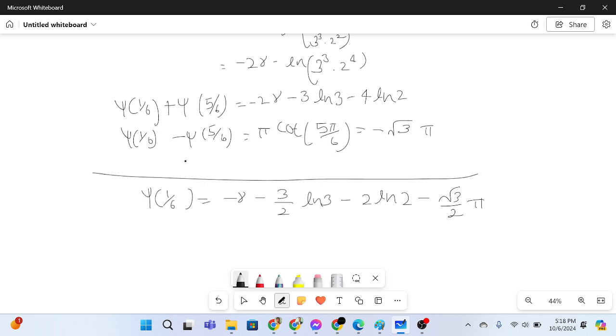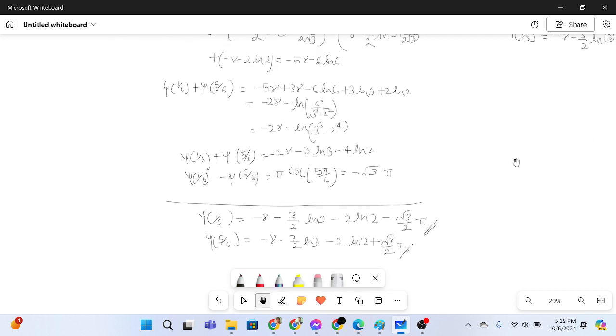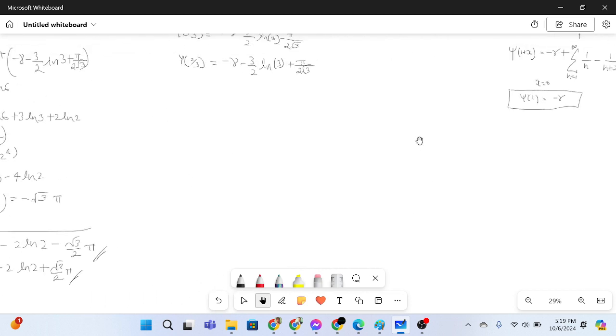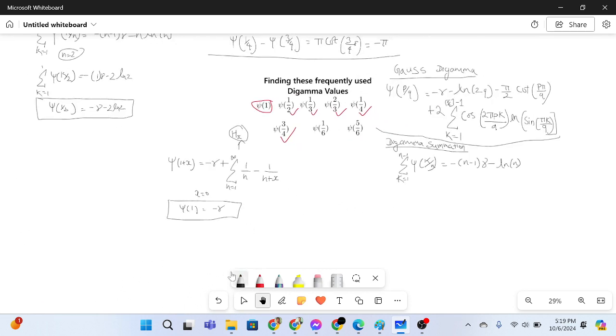And if we subtract the second from the first one and then divide by 2, we get digamma of 5 by 6 as negative Euler-Mascheroni constant, negative of 3 by 2 ln 3, negative of 2 ln 2, plus root 3 by 2 pi. Yeah, this is the answer. So we have found digamma 1 by 6 and digamma 5 by 6 as well. So in this way, we have finally found all the frequently used digamma values, right?